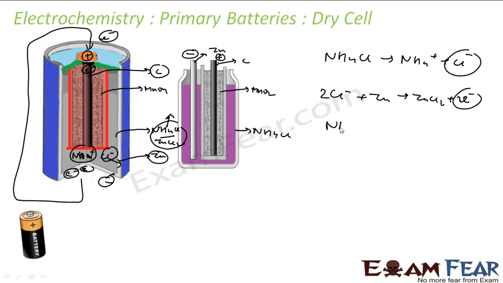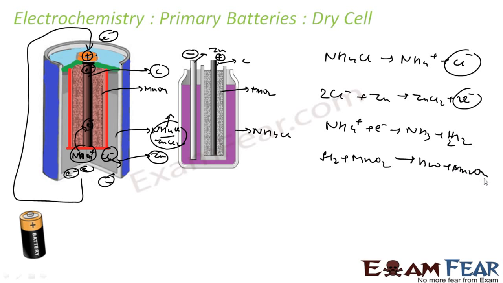The NH4 plus which we have here will react with this carbon, because it has electrons to give, forming NH3 plus hydrogen gas. And this hydrogen gas will now be used by this polarizer, this MnO2, to form water and Mn2O3. Correct? So that is a very simple reaction, and for this the potential is 1.5 volt.